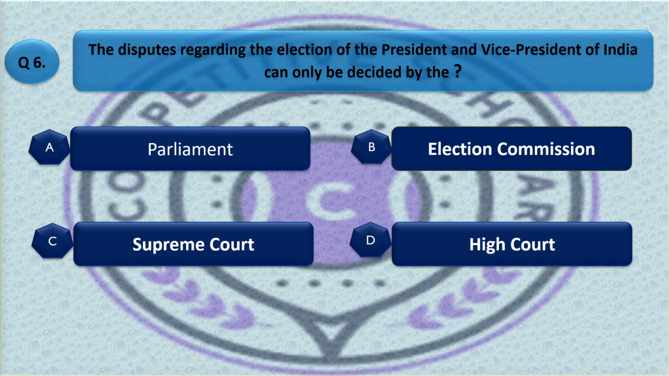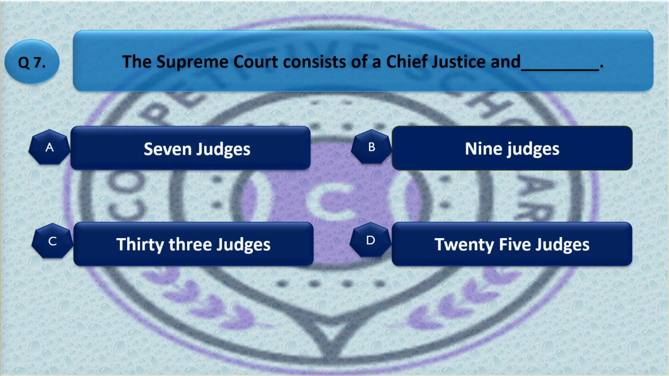Question number 6. The disputes regarding the election of the President and Vice President of India can only be decided by, option A, Parliament. Option B, Election Commission. Option C, Supreme Court. Option D, High Court. Answer is option C, that is Supreme Court.